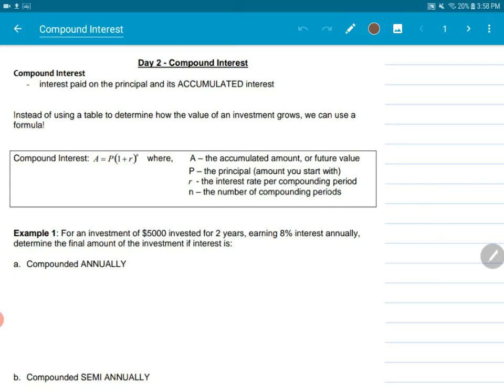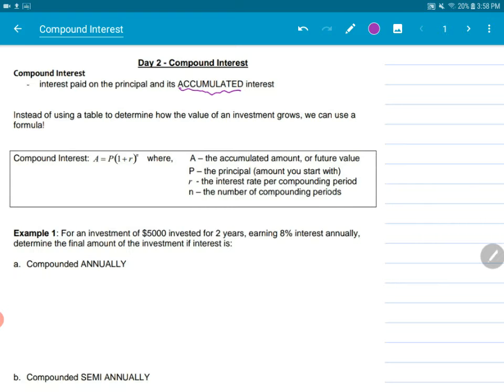So compound interest is paid on the principal and its accumulated interest. All that really means is that every time you compound your interest, or calculate it to add onto your amount, you're always using the new amount. As you saw in the example from yesterday, you would calculate the amount for 1 year, and then you would have a new principal every year. So you're taking that percentage off of the new amount.